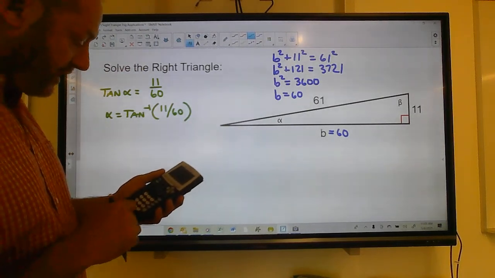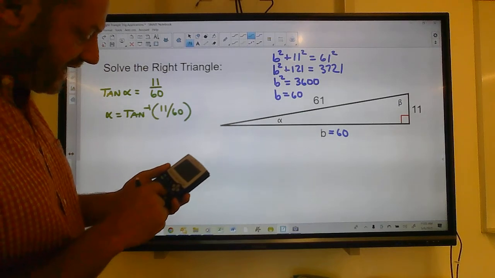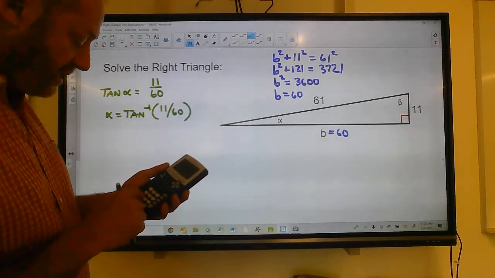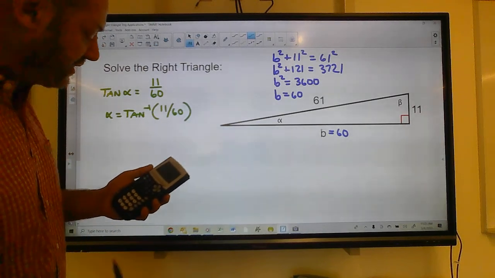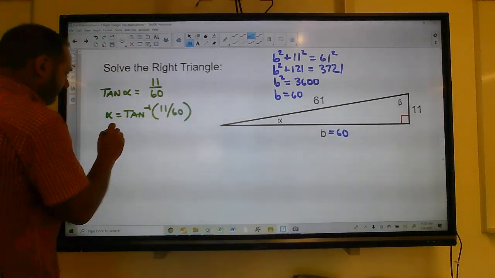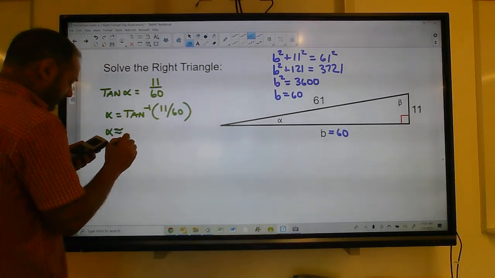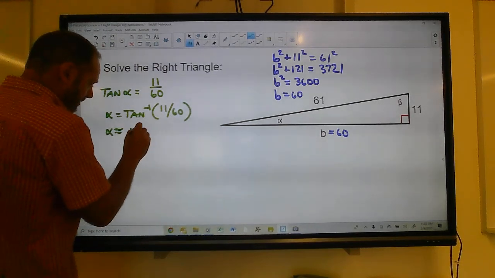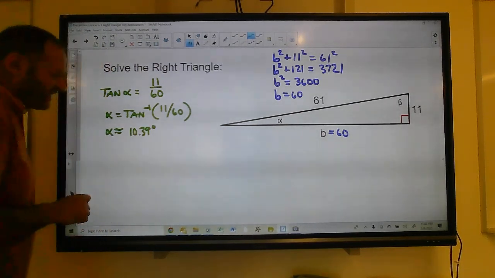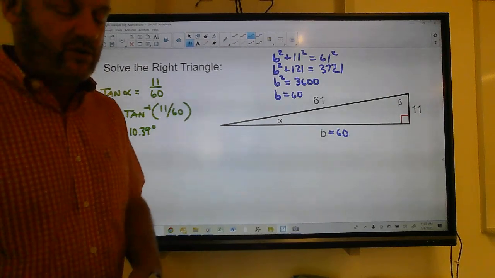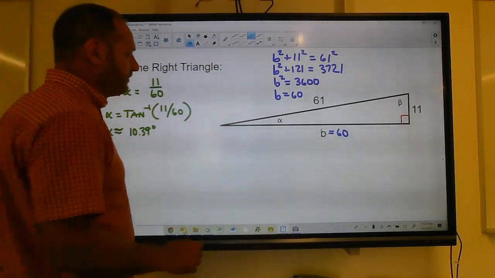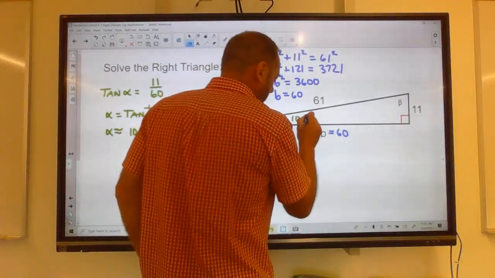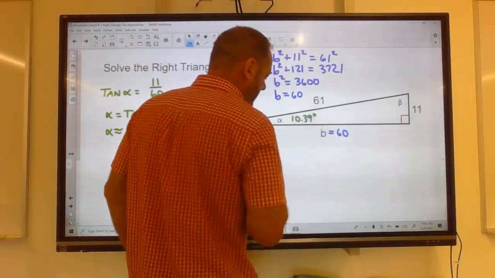All right, now remember, your arctangent on your calculator is the blue key right above your tangent key. So I'm going to go second tangent, that gives me the arctangent. I'm going to put in 11 divided by 60, close the parentheses and hit enter. And it tells me that alpha is approximately 10.39 degrees. Okay, unless it tells you, you don't really need to go beyond hundredths of a degree. So this is 10.39 degrees right here.